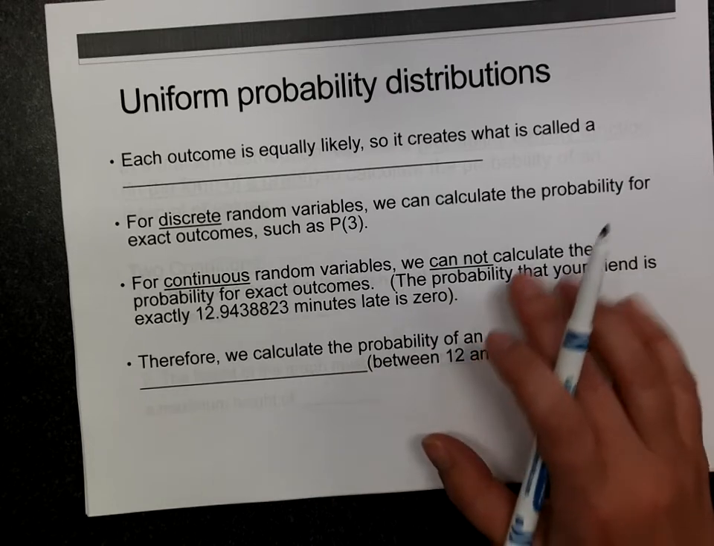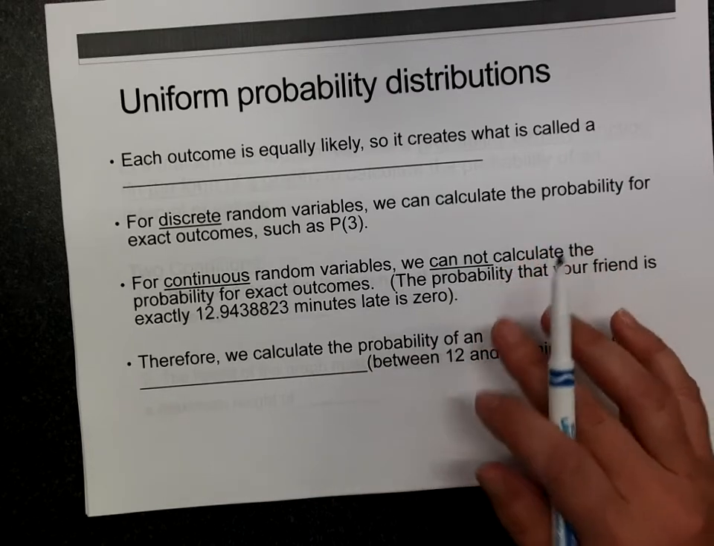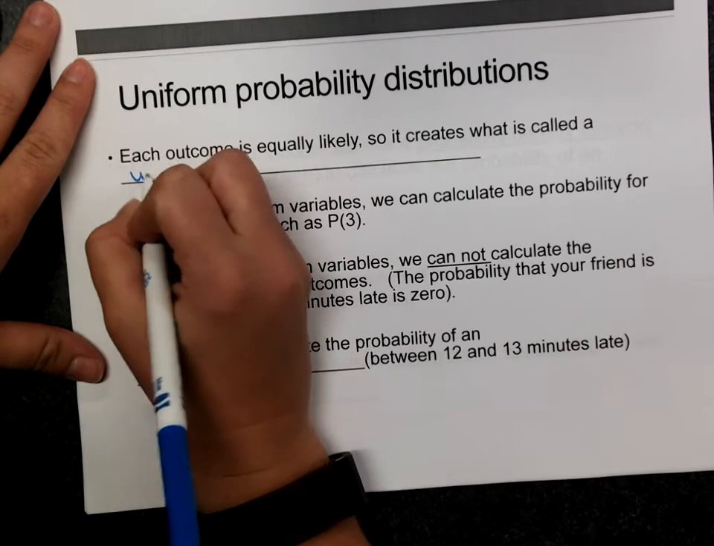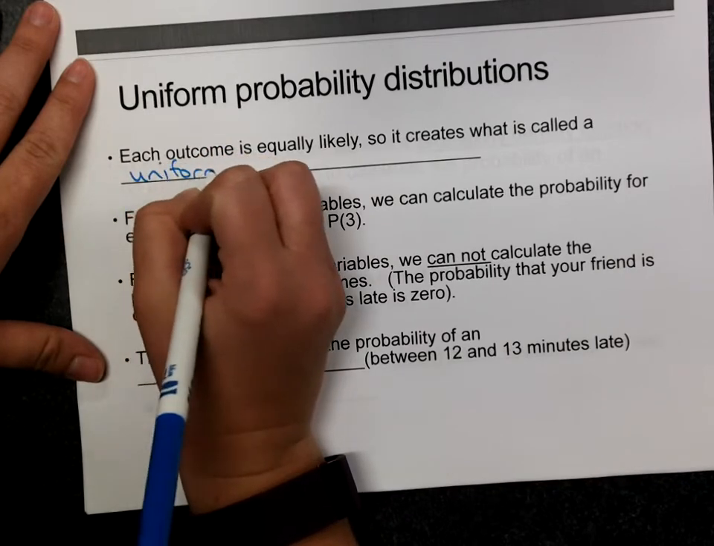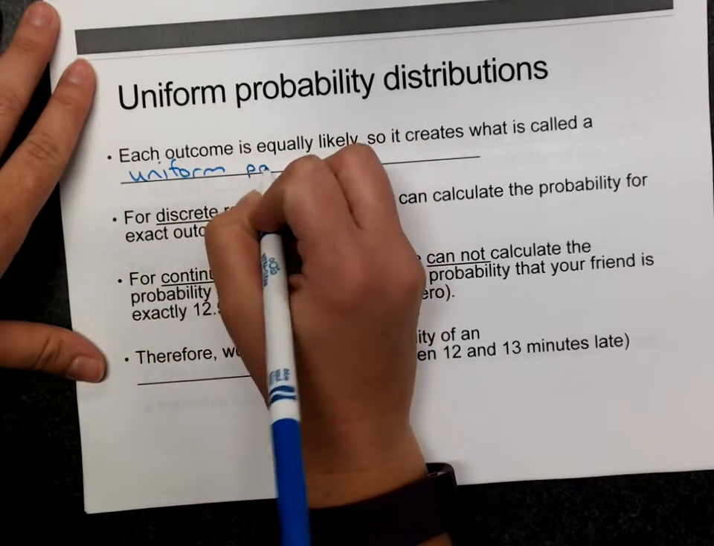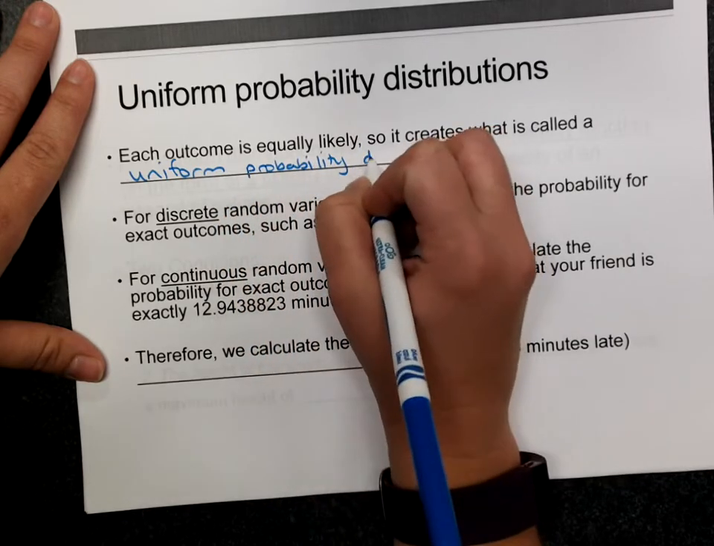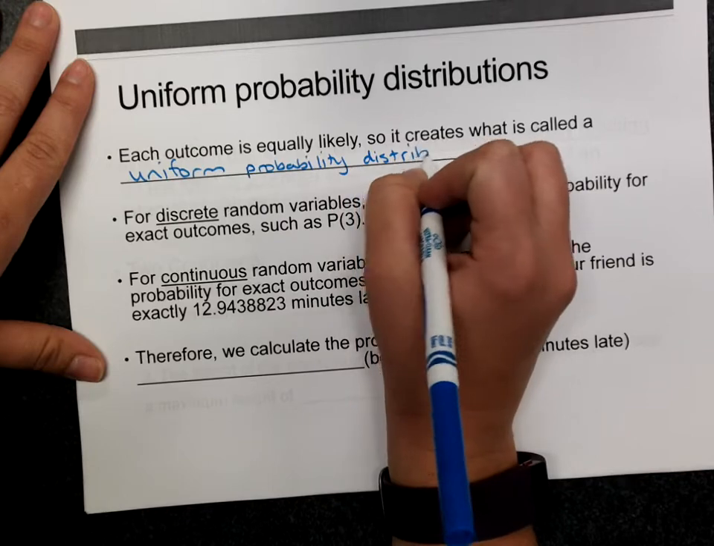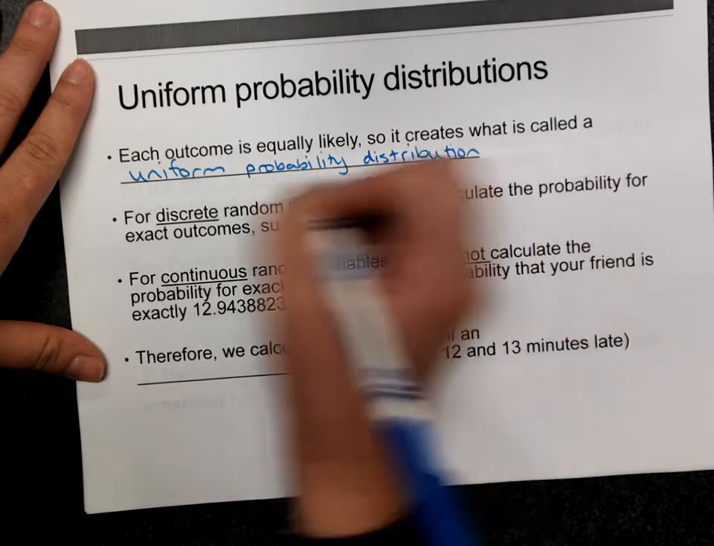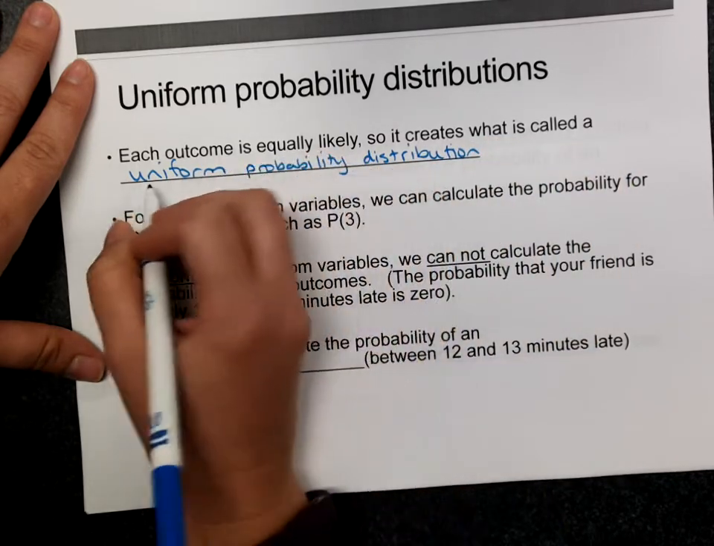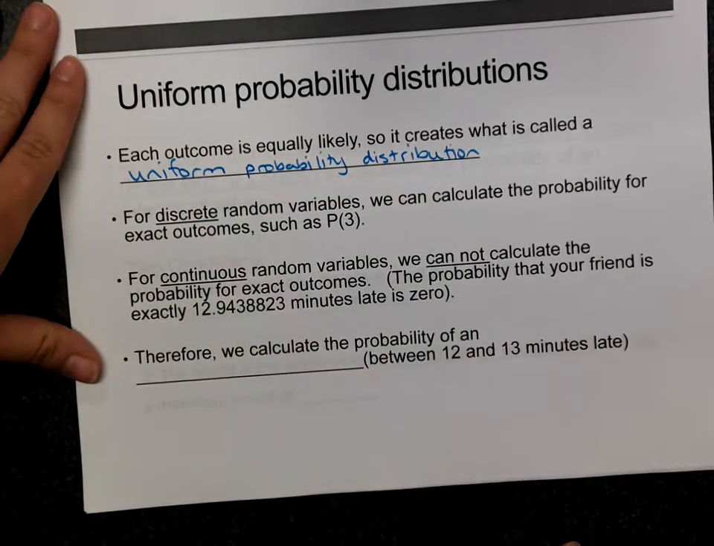So since each outcome is equally likely, it creates what we call a uniform probability distribution. Uniform probability means all the probabilities have an equal chance of occurring.